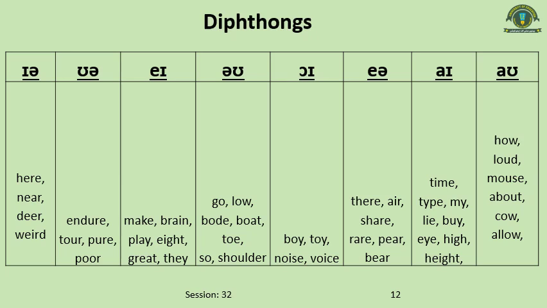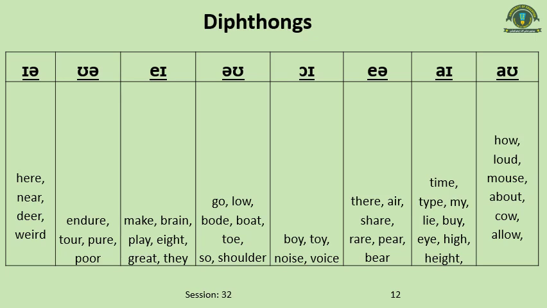The next diphthong is A. A. Make, brain, play, ate, great, they. I repeat. The diphthong is A. The keywords: make, brain, play, ate, great, they.